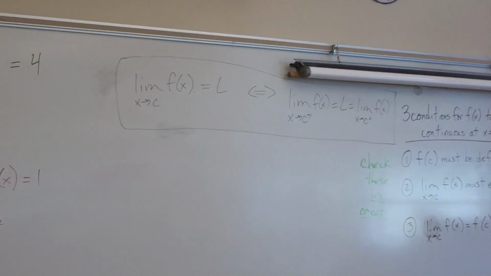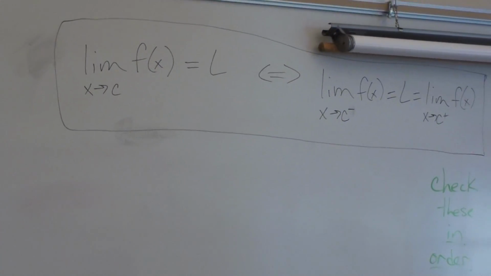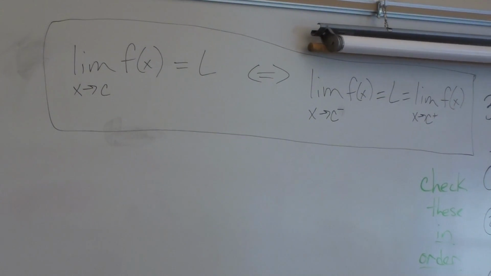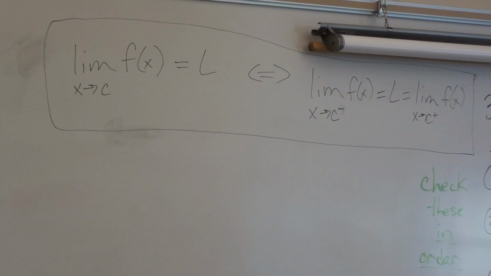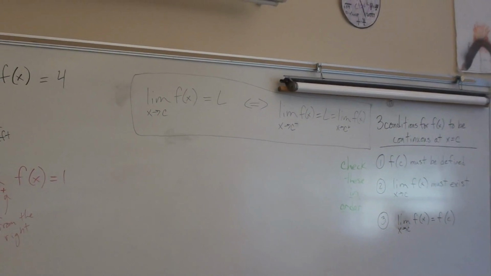And then one last little thing that we wrote here, which I'm going to zoom in on, is that if the limit exists and is big L, then it must be that from the left and the right. All right, so let's get into our example. Okay, so here we go.